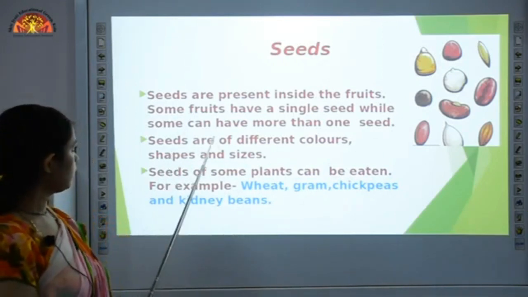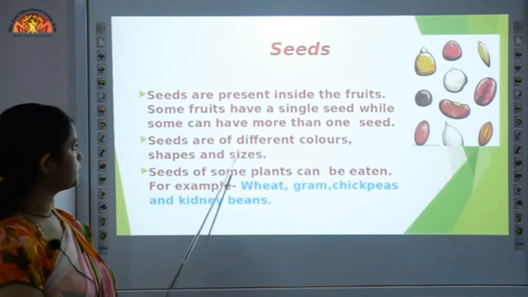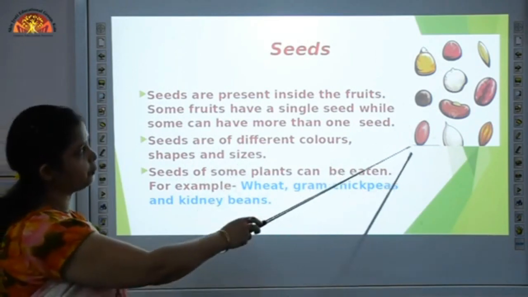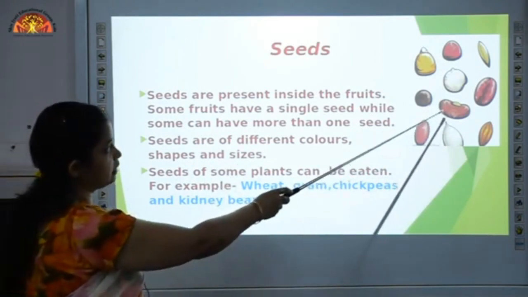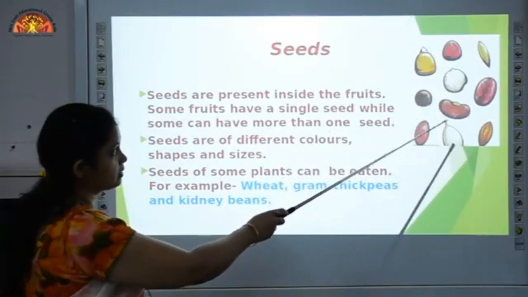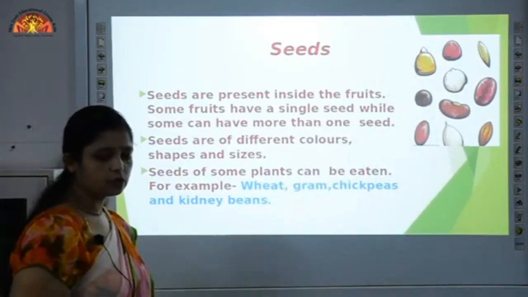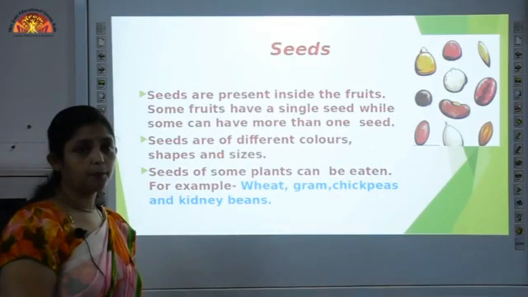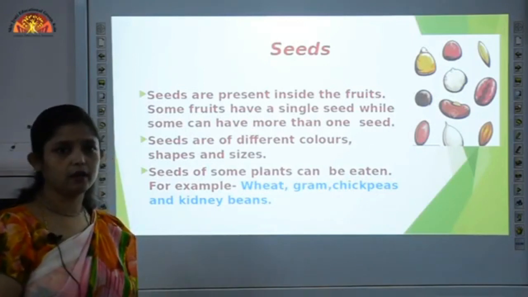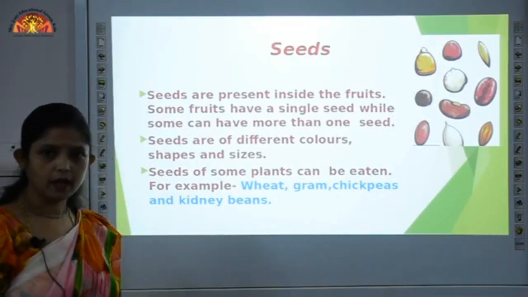Now seeds are again of different colors, shapes and sizes. As you can see in the picture, kidney bean seeds are there, then chana seeds which is called chickpea, peas are also there. So they are all different in shape, sizes and colors.